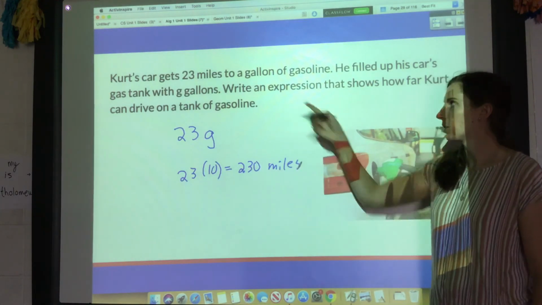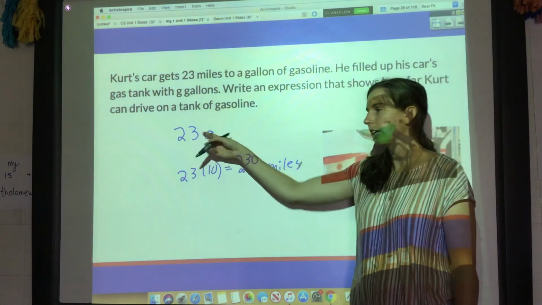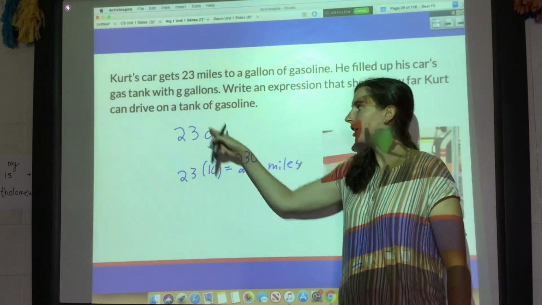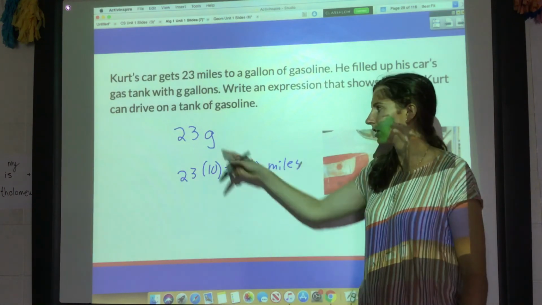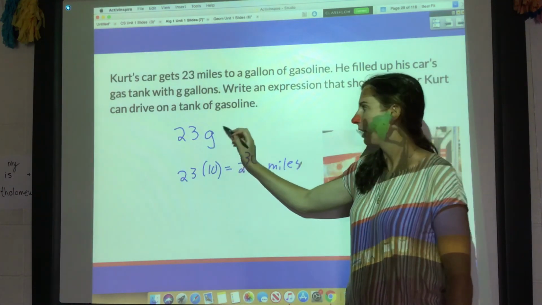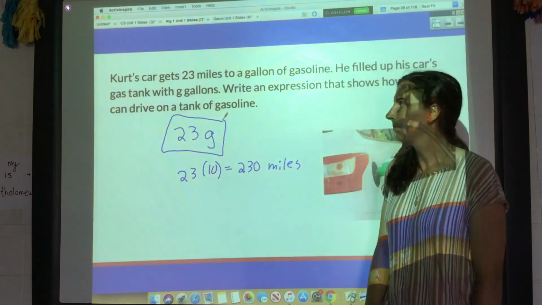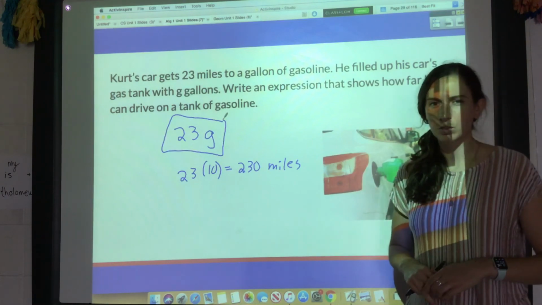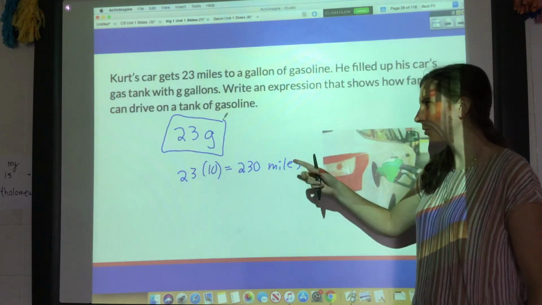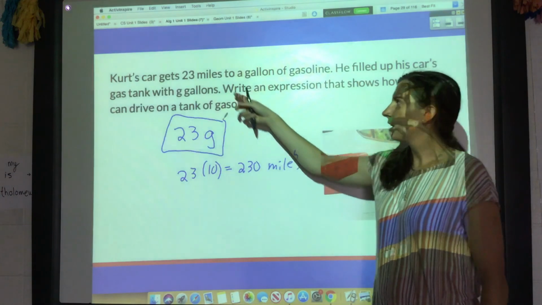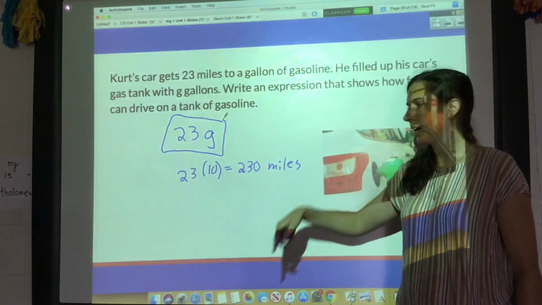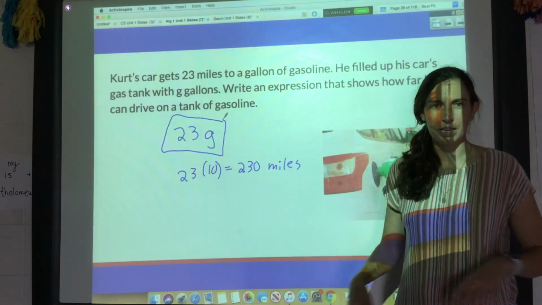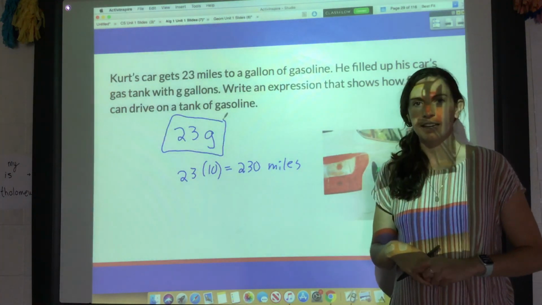But all it asked was to write an expression that shows how far he can drive, and we don't know how many gallons it holds. So we're just going to put G for gallons. That's the whole point of algebra, is we can just use letters to represent unknown things. So there we go. It helps me when I'm working on this kind of thing to think of examples. For example, on this one, I might think about, well, if I got 23 miles per gallon times like 10 gallons, how much would that be? So that could be helpful to think through some of these.